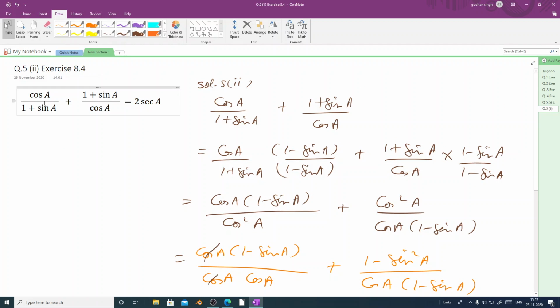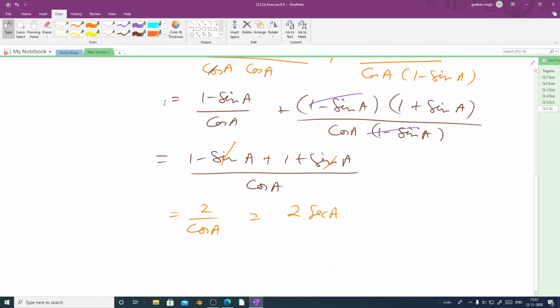Yes, because we have to prove that cos A over 1 plus sin A plus 1 plus sin A over cos A is equal to 2 sec A. So this is the proof of question number 5, second part, and with this it is complete also. So that is what we will write, hence proved.